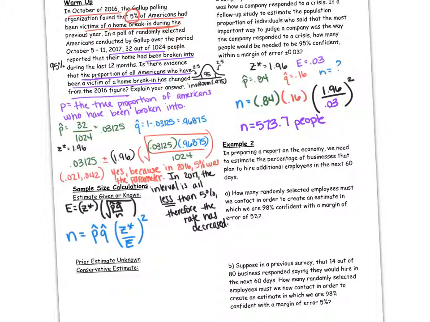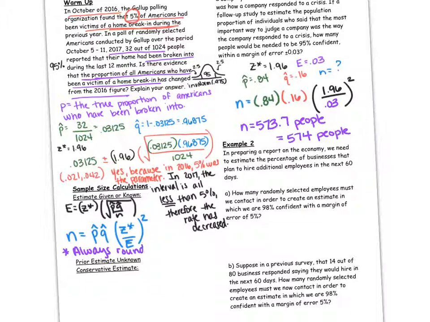What's the problem with 573.7 people? You can't be 0.7 of a person, right? So what should we do here? Round up or round down? We always round up. You want to err on the side of caution, and on the side of caution, you always have more people than what you actually need. So we're going to round up to 574. You always round this number up though. If it had been 573.01, you would still round up to 574, all right? So you always round up.